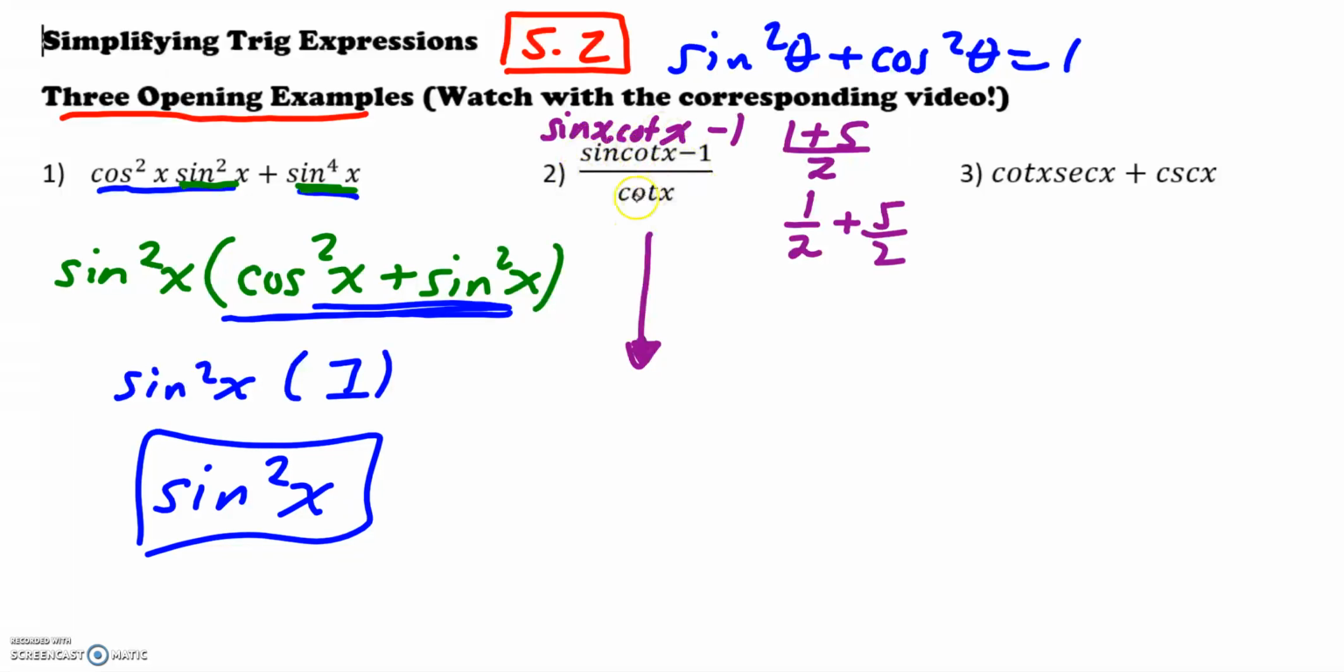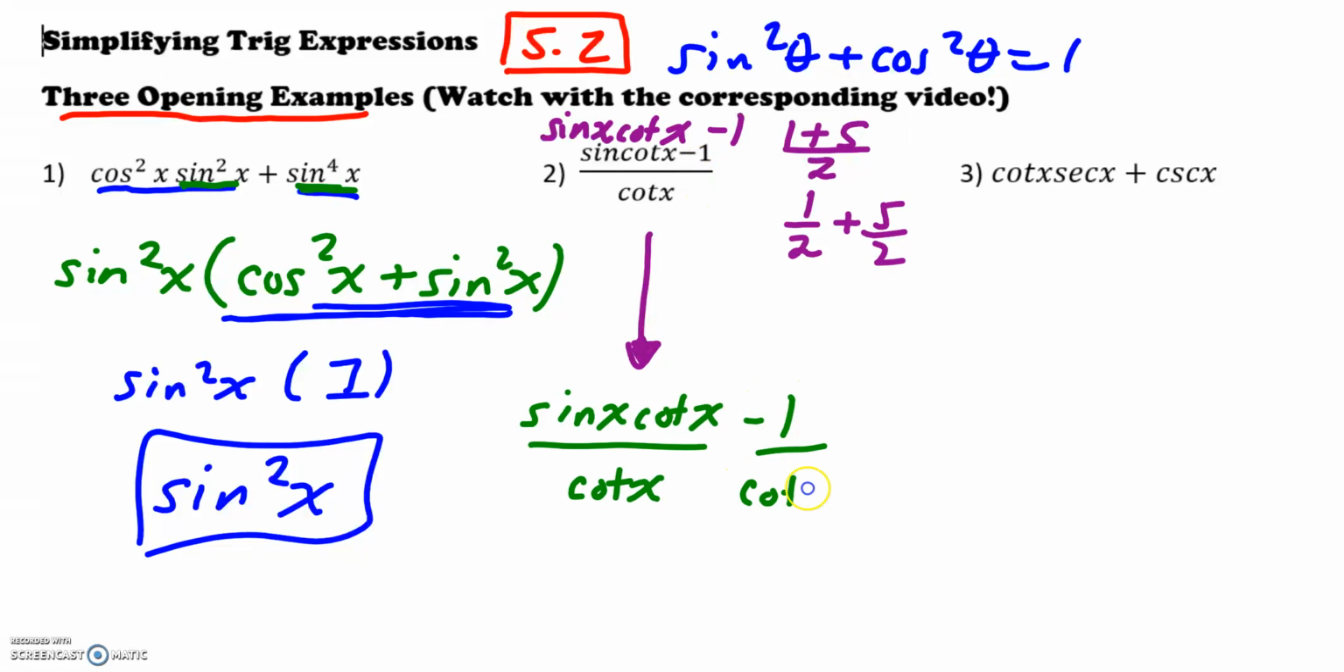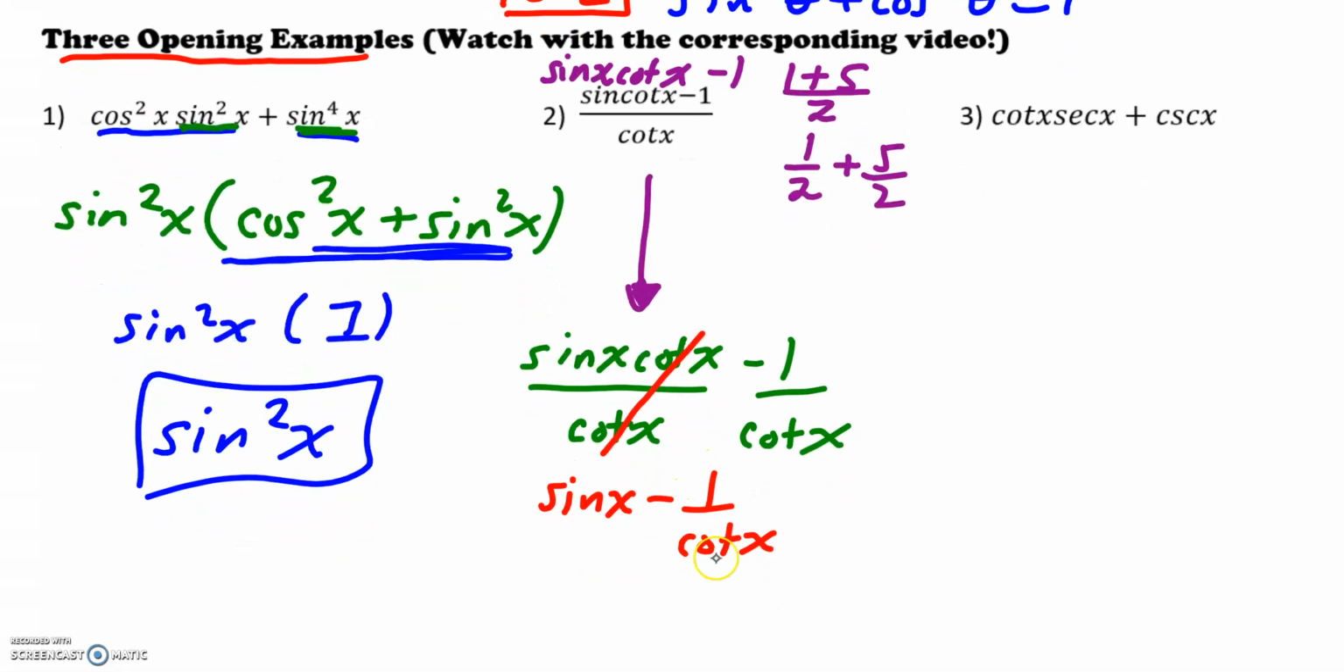If I take this problem and rewrite it something like this, we are saying that sine of x cotangent of x is over cotangent of x minus 1 over the same denominator of cotangent of x. It's quite handy-dandy here because my cotangents cross out, so I'm left with just sine of x minus 1 over cotangent of x. And I don't know about you, but I don't really like it written like this. It doesn't seem as simplified to me.